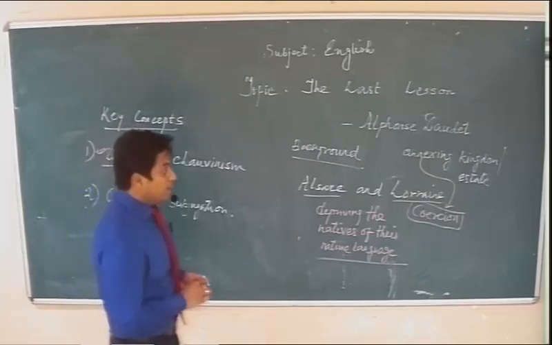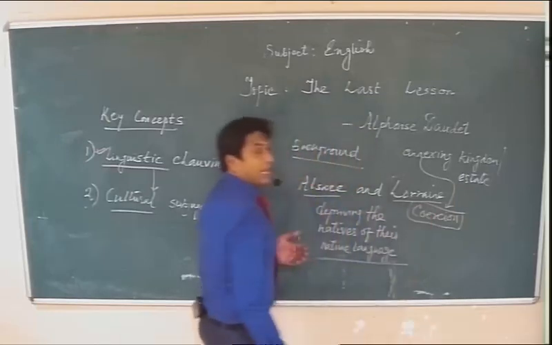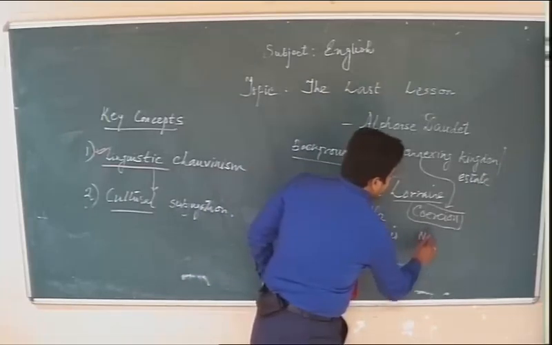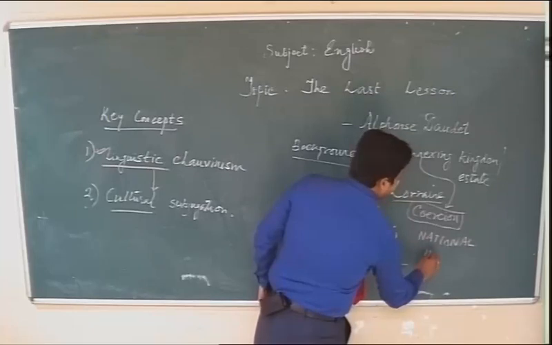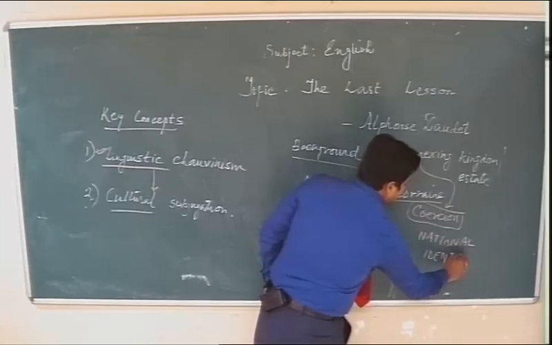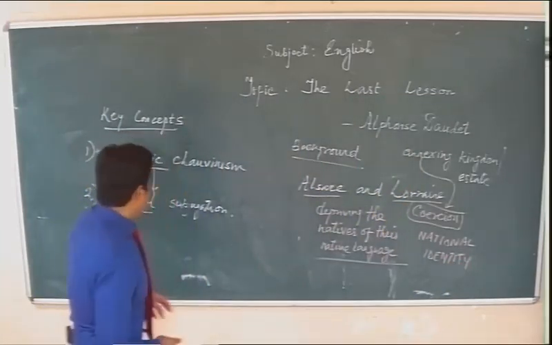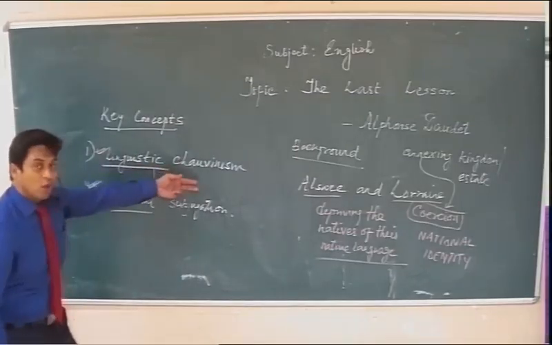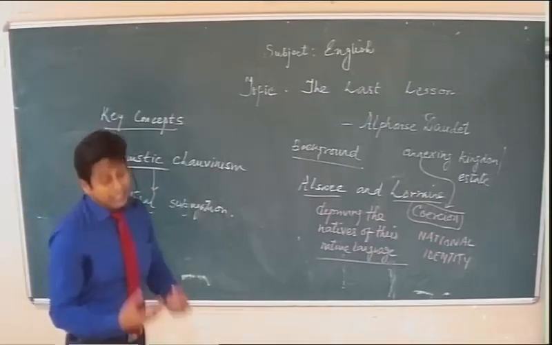So if it continues for a prolonged period, the coercion comes into play and you start losing your identity as a nation. So your national identity is at stake. That creates another problem. So having talked about these two key concepts, linguistic chauvinism and cultural subjugation, let's move on to the text.